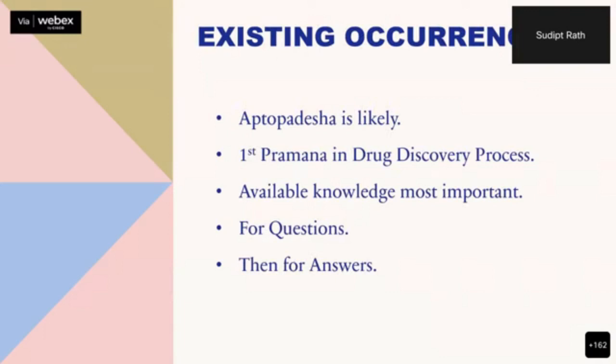So while doing a drug discovery process, the most important thing to remember is that we must review and explore the literature. It is most likely that you will have some kind of indicative evidence or information if you are trying to discover a drug. So existing literature, Aptopadesha, is most likely available because you are dealing with a natural product. In a natural product, either directly or indirectly, you will have some information on where this product can be utilized for health improvement. So this is the first Pramana in the drug discovery process.